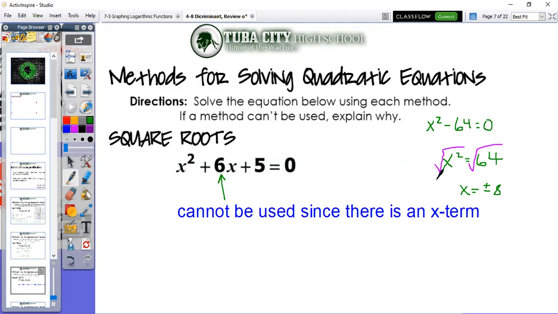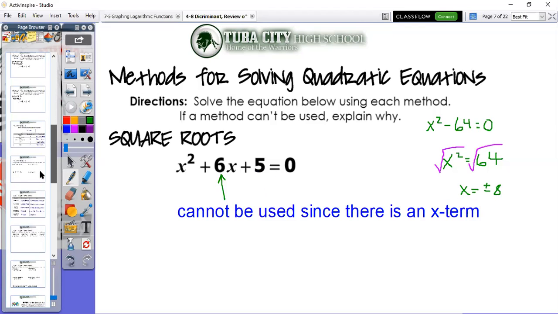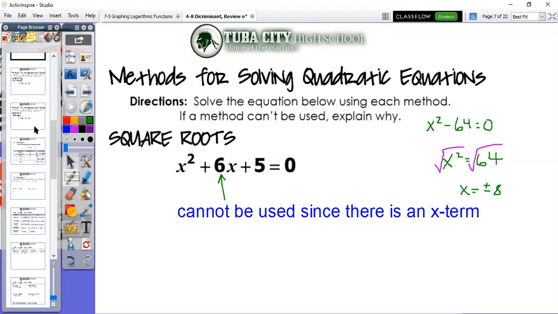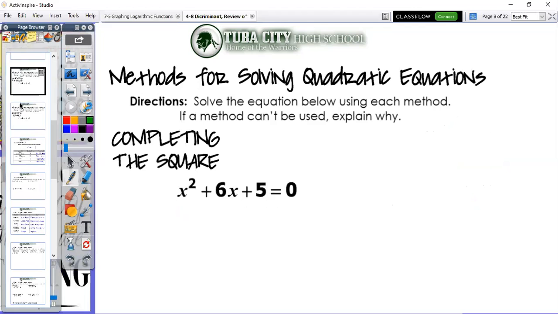I'm just going to show you a really easy example, because in this case we cannot use it for the quadratic that we were given, so we might as well cover it. Okay, let's go ahead and move on to the next method. So that was the square roots. And this one is completing the square.